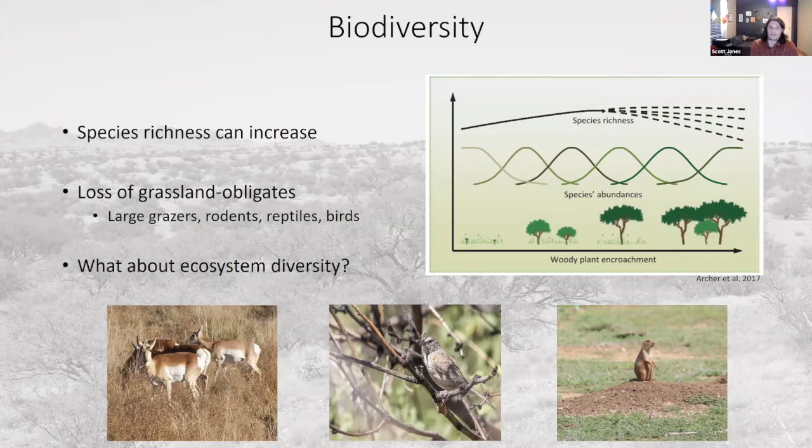So if you look at this figure on the right, it's very interesting that you actually find as woody plants encroach into grasslands, you see the species richness increase. And the idea behind this is that you're opening up new ecosystems or new niches for species to utilize.